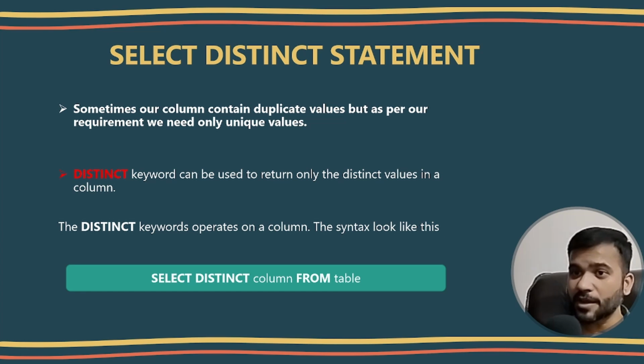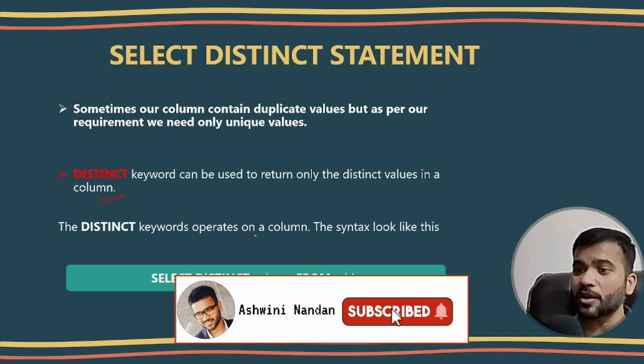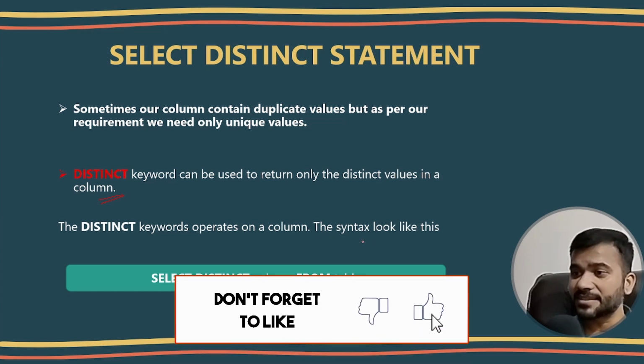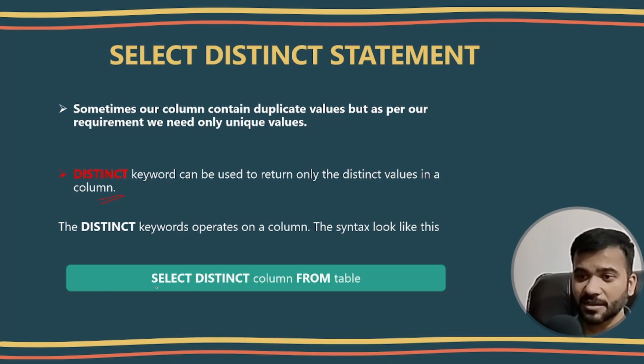Okay? So now we are going to discuss in detail about distinct. The distinct keyword can be used to return only the distinct values in a column. But for that you have to use the keyword distinct. The distinct keyword operates on a column. The syntax looks like this. Select, then along with the select, you always have to remember, your query will start with the select. Most of the time, 90% of the time, you will start your query with the select statement. Okay. Now you use select, and then you will mention distinct.